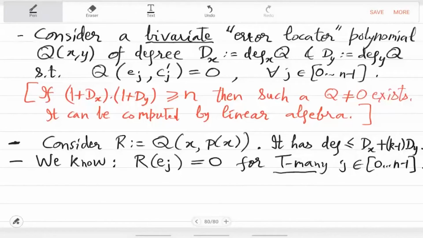We still haven't fixed t. We have not fixed dx, dy, t. We'll do that in the end. But some guarantee has been provided that t many positions are correct. So r of ej is equal to 0. Yeah. So what is ej comma p of ej? p of ej for those j's is cj prime. And the q that Bob has found satisfies that. This follows from equation 1, from this equation.